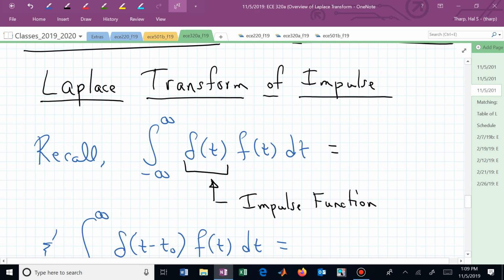Let's do a Laplace transform of an impulse. Recall what this impulse does when it's inside an integral. What's the result of taking this impulse and weighting a generic function, a general function f of t, and integrating from minus infinity to infinity? And we will assume that f of t is continuous.